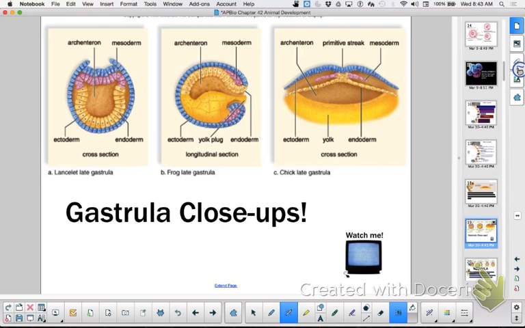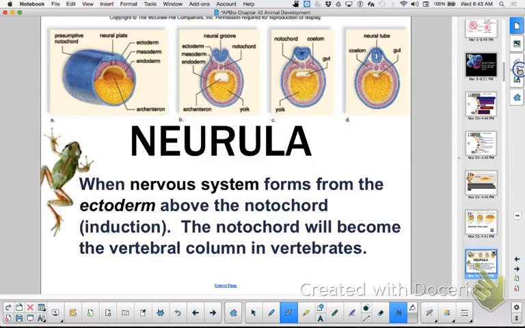So here's your gastrula. And then your neurula will be the beginning of your nervous system. In the frog, the blue is the ectoderm, the yellow is the endoderm, and the pink is the mesoderm. In the pink area at the top, there's what's called a notochord, and the notochord induces the tissue above it. We're going to talk about this term, induction.